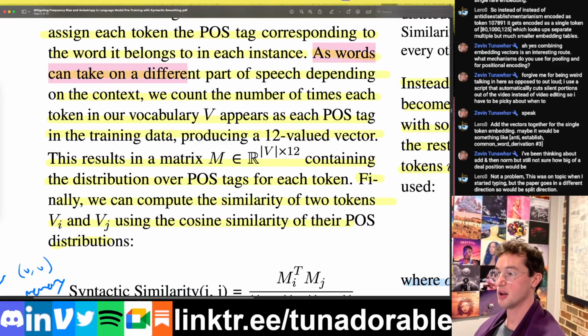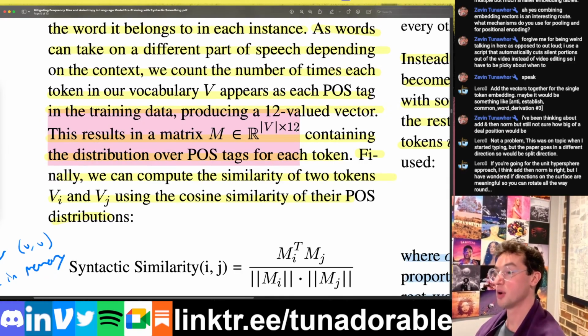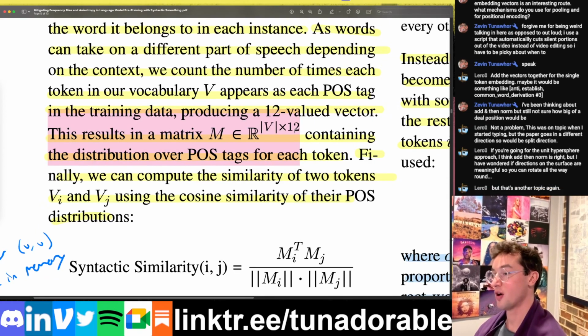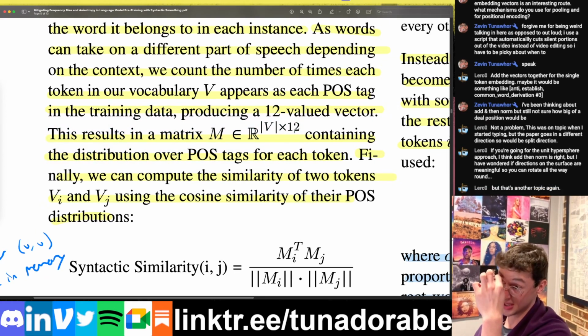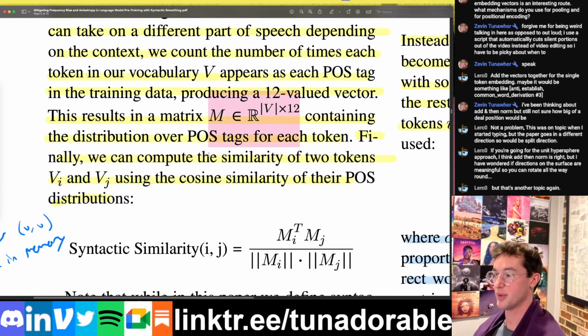As words can take on a different part of speech depending on the context, we count the number of times each token in our vocabulary appears as each part of speech tag in the training data, producing a 12 valued vector, 12 for all the different parts of speech. The result is a matrix of vocabulary length by 12. That in itself is not a huge memory drag. In this pre-processing step, I'm totally cool with any computation-wise, that's fine. This V by 12 matrix is also pretty small in memory. That's fine too. And then finally, we can compute the similarity of two tokens using the cosine similarity of their part of speech distributions of this actual matrix, right?